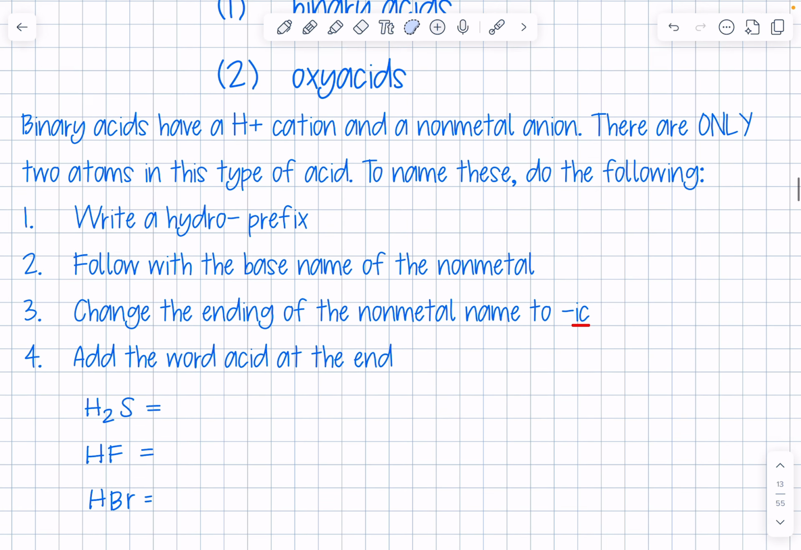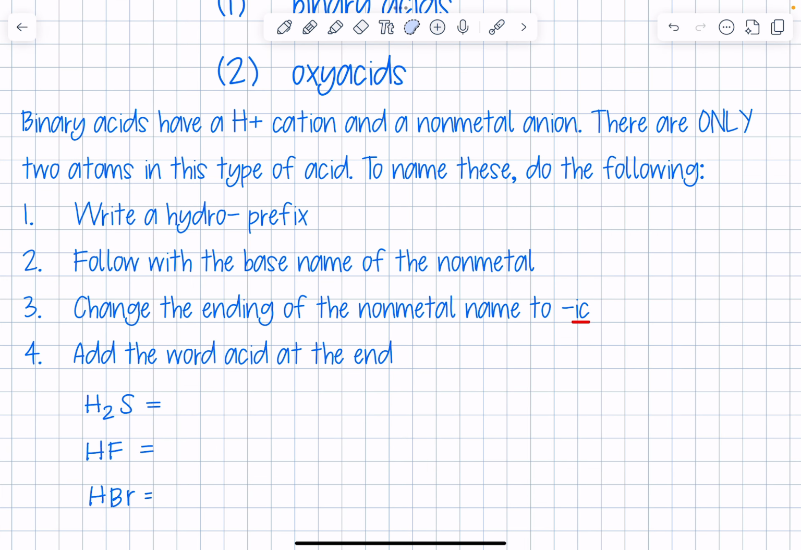So binary acids, as the name indicates, are only going to have two types of atoms in the formula: a hydrogen that will pop off as a hydrogen cation, and then a nonmetal that will be left behind as a nonmetal anion, right? So in order to name these, the first thing we're going to do is write down hydro as a prefix. Then we use the base of the nonmetal as the next piece, and then we change the ending of the nonmetal name to IC, and then you will add the word acid at the end.